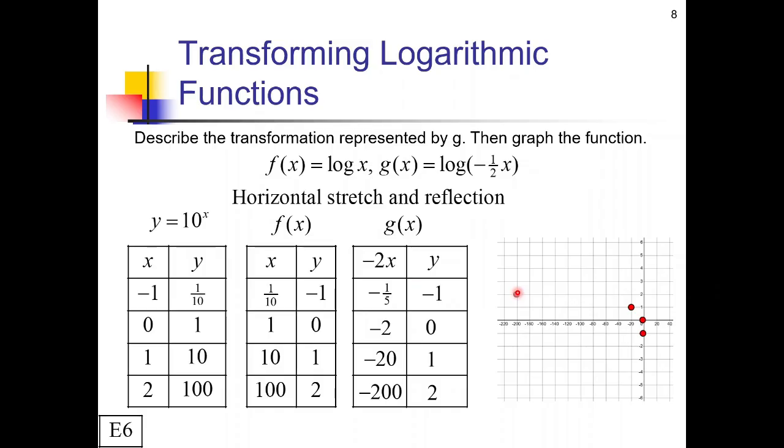And our asymptote is still going to be x equals 0 because we have not shifted horizontally, even though we did some other left-right kind of stuff. So we're going to look something like this.